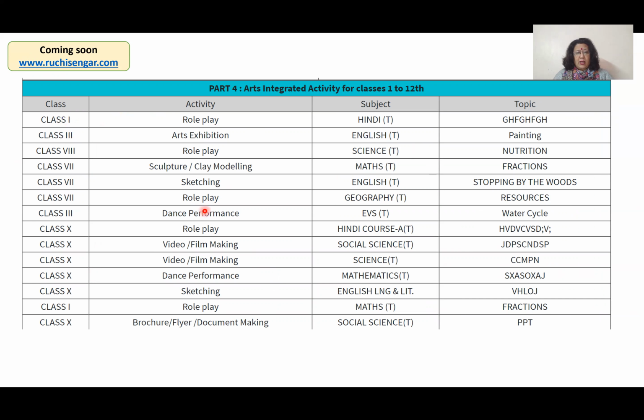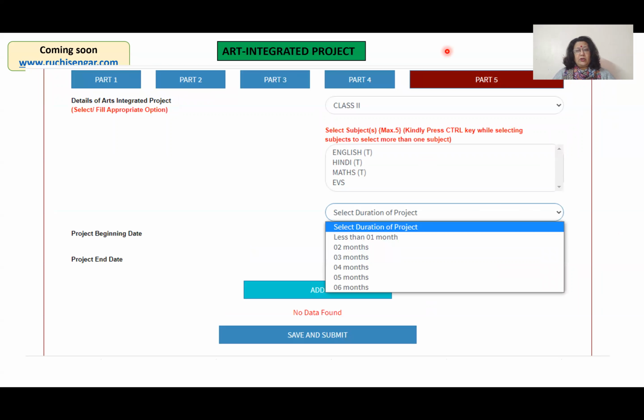So for class 1, class 2, all this is from the drop down list. Finally, when the school sees something like this, this is what they might probably see. Okay, then you go to part 5. Part 5 is the details of the art integrated project.